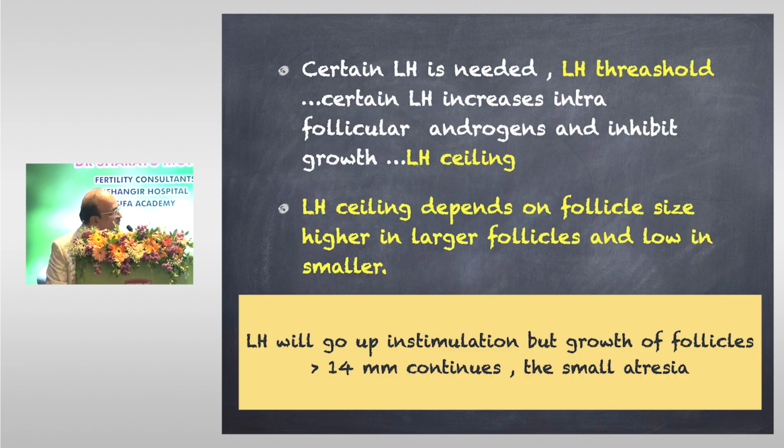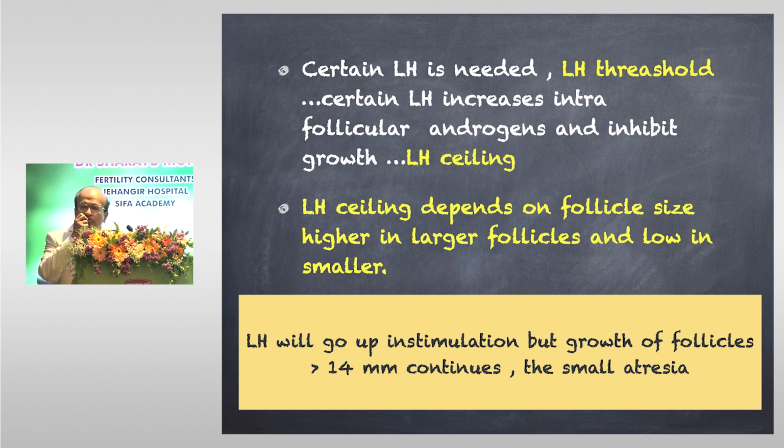So this is one paper. I'm quoting a few things from here. Certain LH is needed, and that is called LH threshold: what LH is needed for the follicle to grow. Certain LH will increase intrafollicular androgens and will inhibit growth, and that's called LH ceiling. So if your LH levels on day 2 are less than 1.2, you are having a low LH pool for your stimulation, and probably the follicle may not grow very well. You may require longer stimulations.